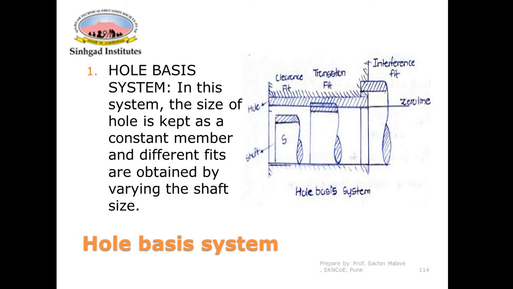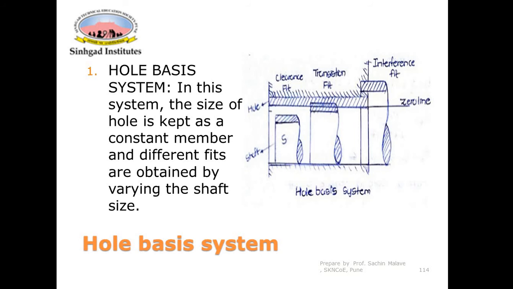Then in case of the transition fit, again you have to change the dimension of the shaft, not the hole. The size of the hole is going to be constant, always remember that, in case of the hole basis system. So here as you can see, the size of the shaft is chosen in such a way that the transition fit is obtained. Third one, interference fit.